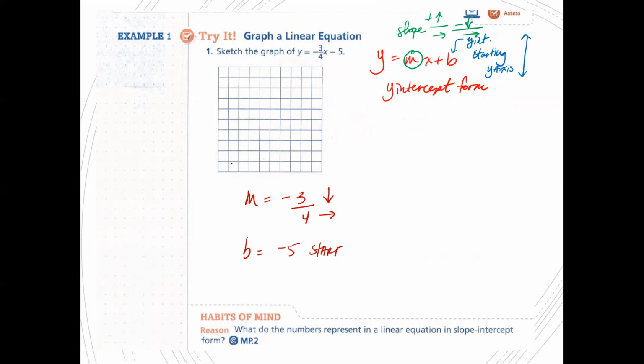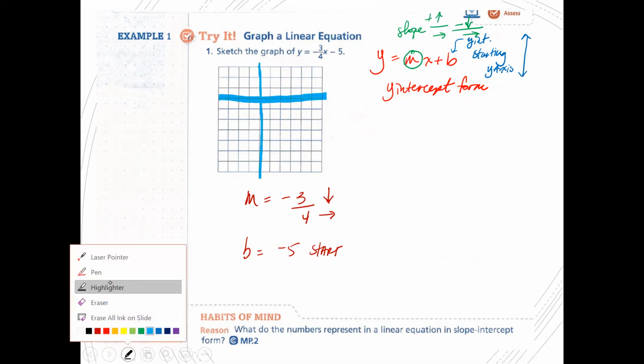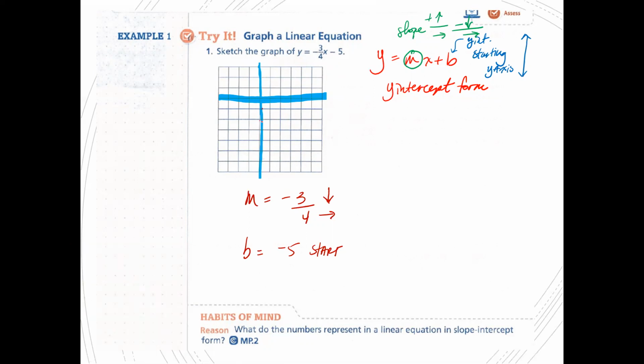So if you take a look at this graph right here, it's not a great graph because it is not drawn to scale. So I'm just going to go ahead and draw like this. There we go. And we're going to start off with -5. So 1, 2, 3, 4, 5. That's my first dot. Then I look at my slope. My slope is go down 3/4. 1, 2, 3 over 1, 2, 3, 4.